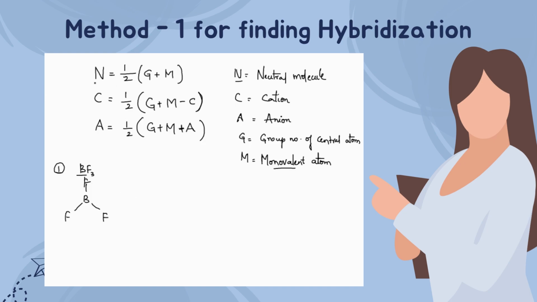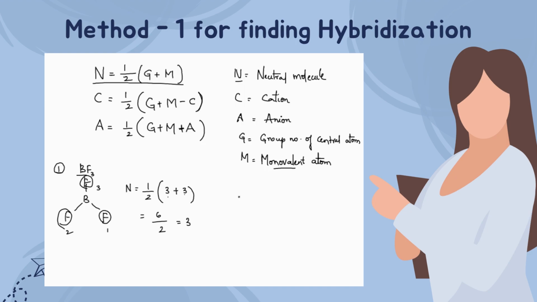So apply the first formula, n is equal to half into G plus M. N is equal to half, which is a constant, into G. Boron belongs to group 3A, which means its group number is 3. So put 3 in place of G, plus how many monovalent atoms do we have? This is 1, this is 2, and this is 3. So there are 3 monovalent atoms. Put 3 over here. So you get 3 plus 3 is 6 by 2, which is equal to 3.